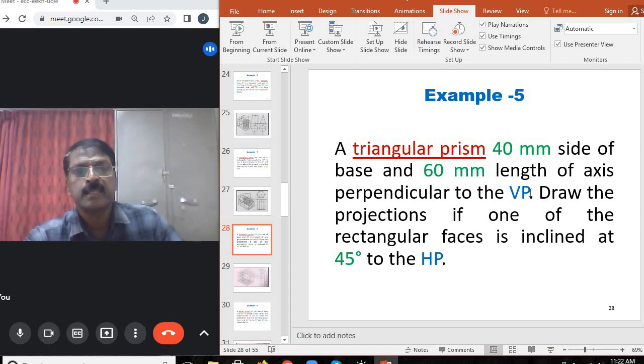Since the axis is perpendicular to VP, the base will be parallel to the VP. Draw the projections if one of the rectangular faces is inclined at 45 degrees to the HP. Here not the axis, here also don't confuse with this angle. Here the axis inclination with the HP is not given. What is given? The rectangular face is.